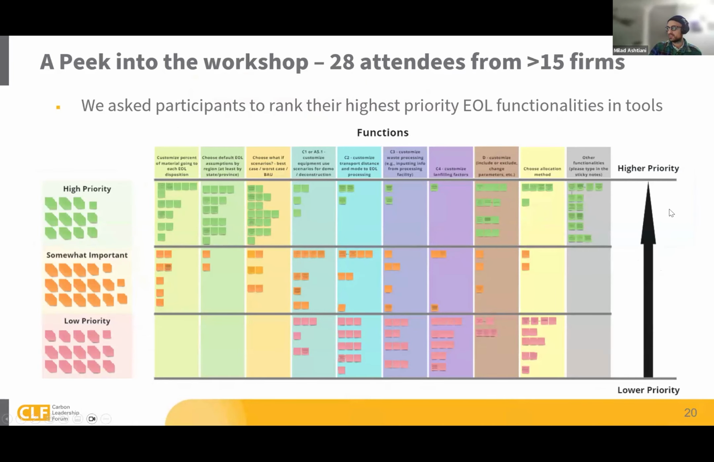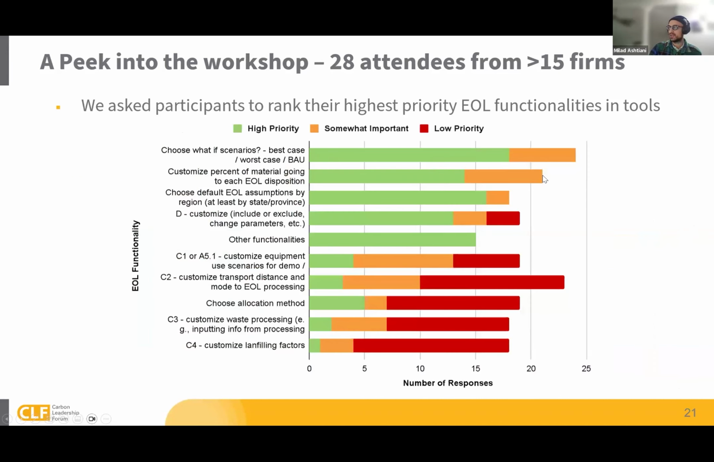And here are just some of the outcomes from the workshop. Basically, each of these squares, each of these sticky notes, shows a response from a participant of that workshop. So we got 28 attendees from more than 15 firms. And in this particular activity, we asked people to rank what they want to see in whole building LCA tools. And this is just basically the ranking of the options we gave them.